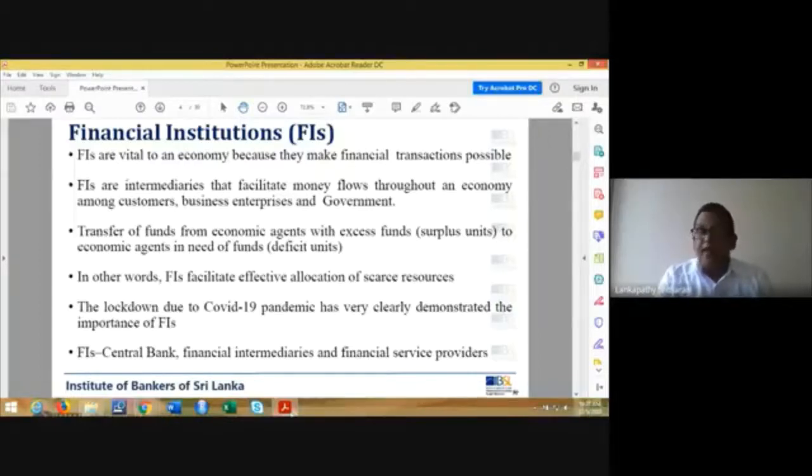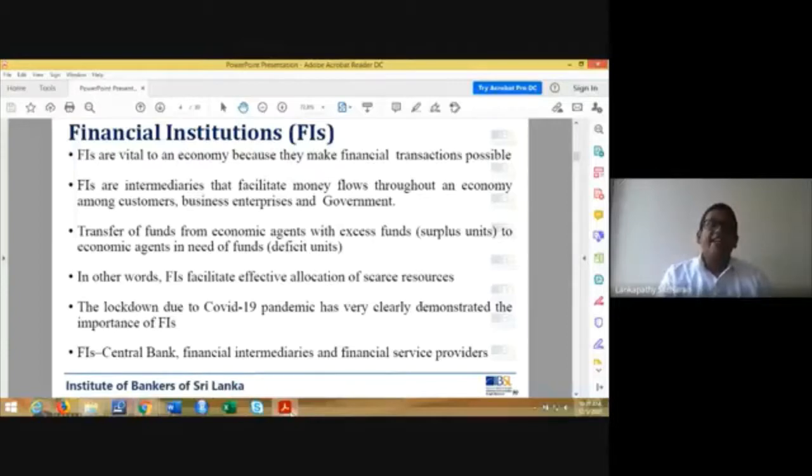The second component of the financial system is the financial markets. The third component is the financial regulators, like the central bank, the Securities Exchange Commission and the insurance regulatory commission. And the fourth is financial infrastructure providers, like payment and settlement companies and cheque clearing companies, which provide financial infrastructure for the payment and settlement system, as well as some other financial services.